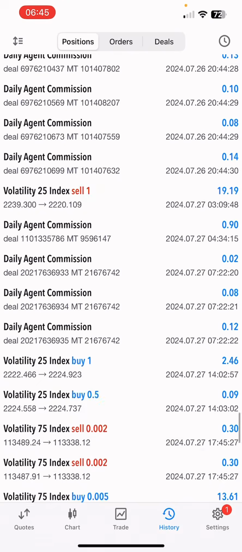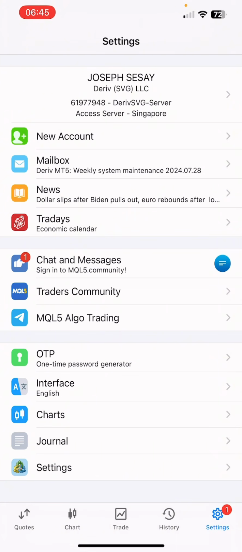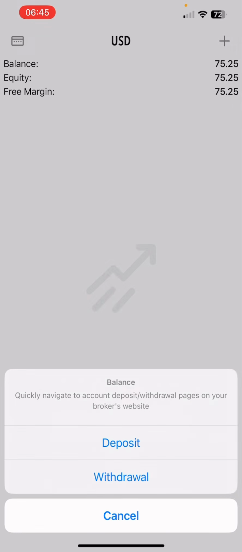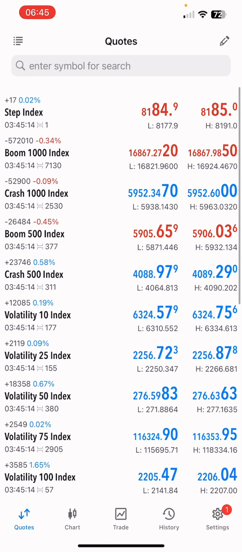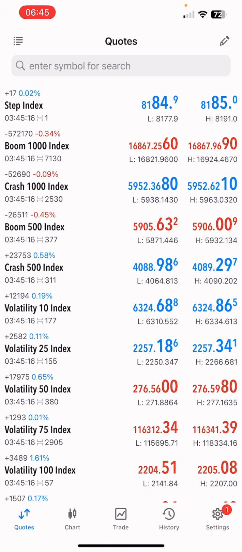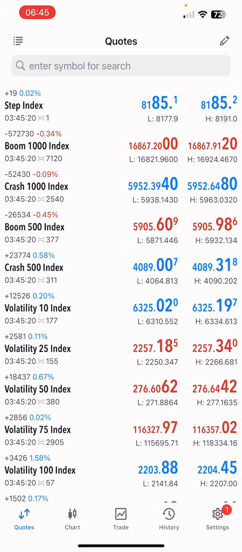Okay, so we'll close this particular position. Our account is now $75.13. You guys can see this account is still real. You guys can see this. So our account is now $75. So let's keep on going, this account up to $100.